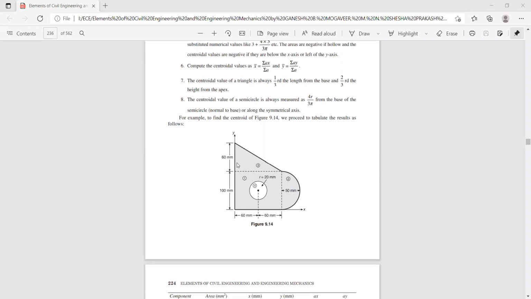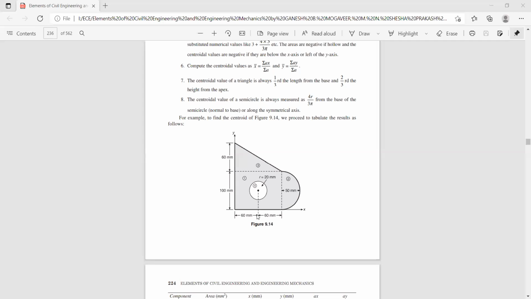Now similarly, x3 is the centroid of the triangle. Measured along its base, it is at a distance b by 3 from the base and 2b by 3 from the apex. Since we are measuring with respect to the y-axis, its centroidal distance is b by 3. b is nothing but 120, so 120 divided by 3, that is the x3 value. And x4 is nothing but the center of the circle.